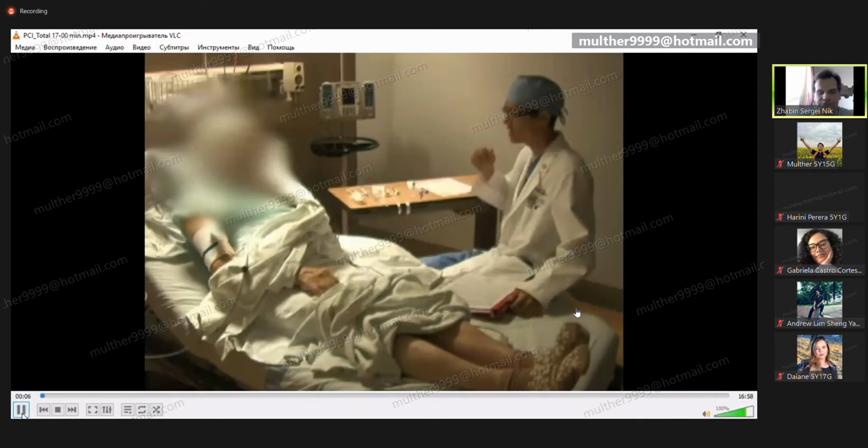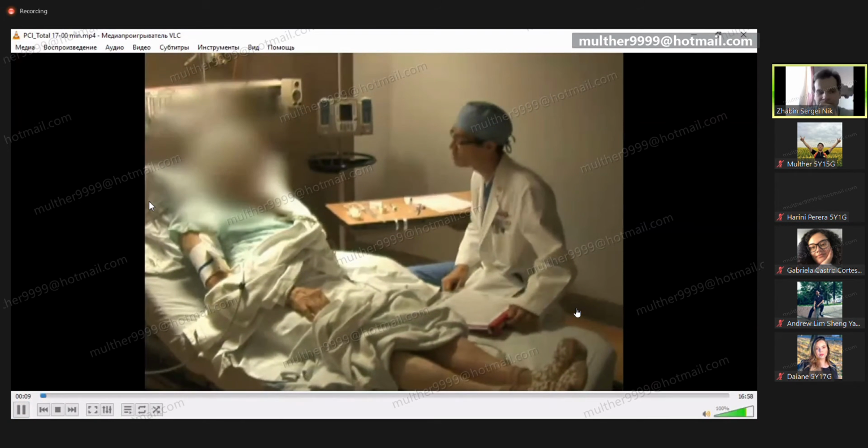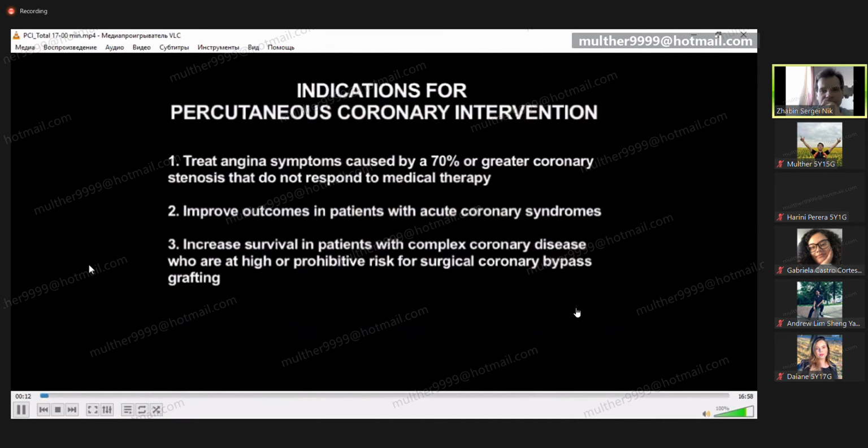Percutaneous coronary intervention, PCI, has several clinical indications, including improving angina in patients with one or more significant coronary artery stenoses, greater than or equal to 70% in severity, despite optimal medical therapy; improving cardiovascular outcomes in patients presenting with acute coronary syndromes due to obstructive coronary artery disease; and improving survival in patients with complex coronary artery disease in the setting where surgical revascularization with coronary artery bypass graft surgery is either too high risk or not possible.